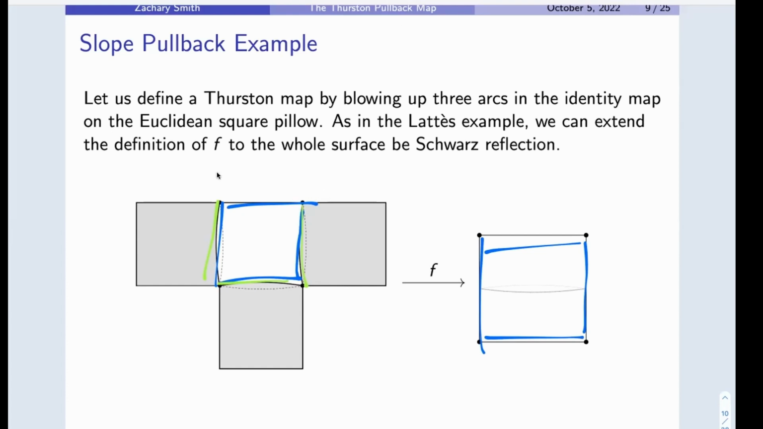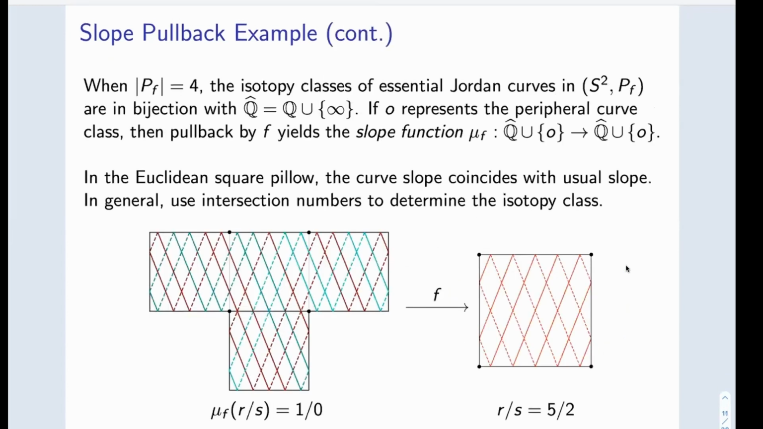And we see here I've marked 4 points at the corners, and these are going to be my postcritical points. So I'm in this case that I said I was interested in. I have exactly 4 of them.